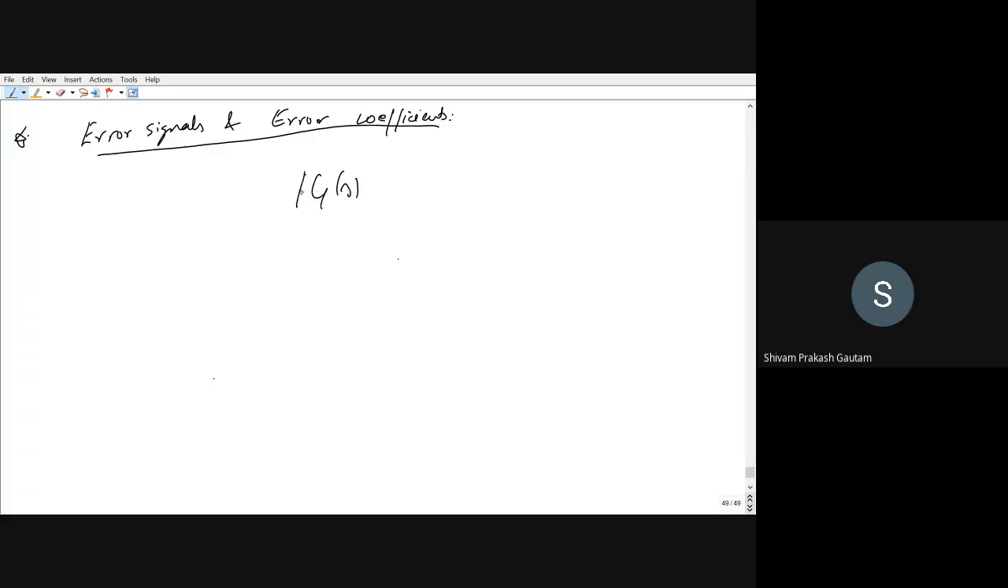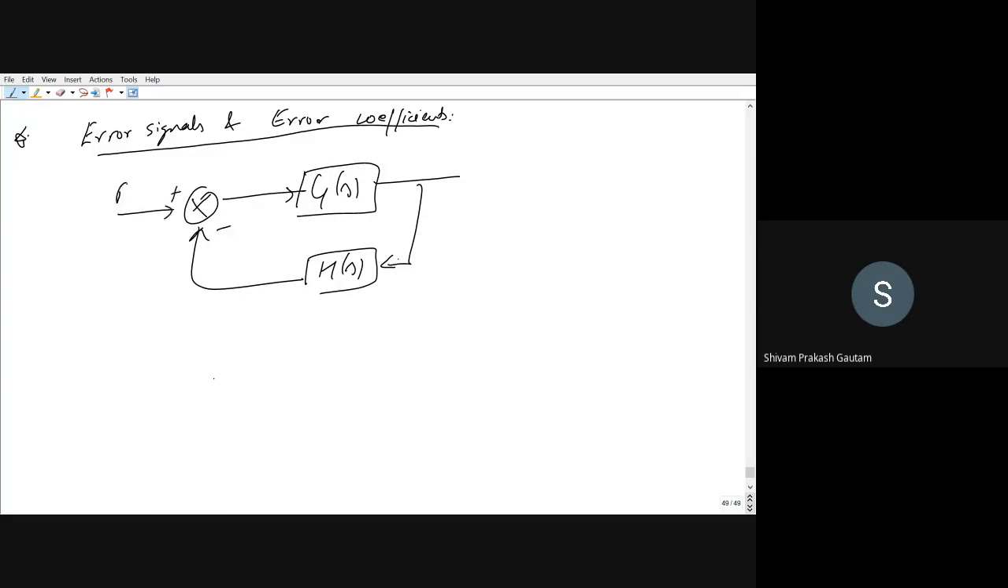We have a forward path gain G(s) and a feedback path gain H(s). We have said that error is calculated at the point where we compare our input with the feedback element. So let us suppose that a signal y of s is flowing here. What will be y of s? This is the takeoff point, so total C of s is flowing here.